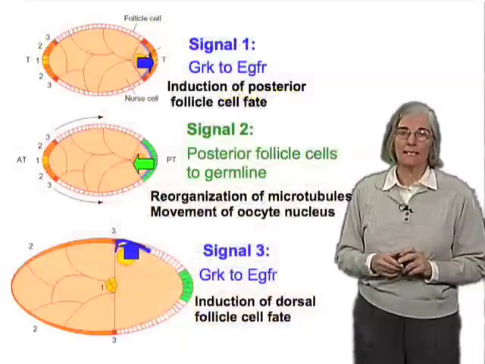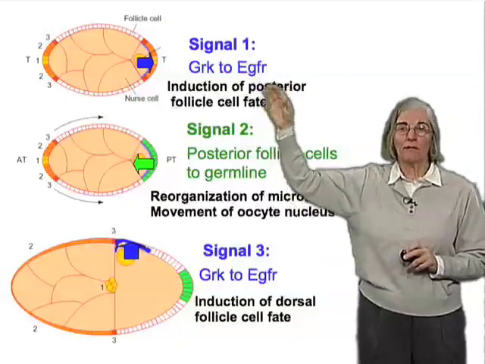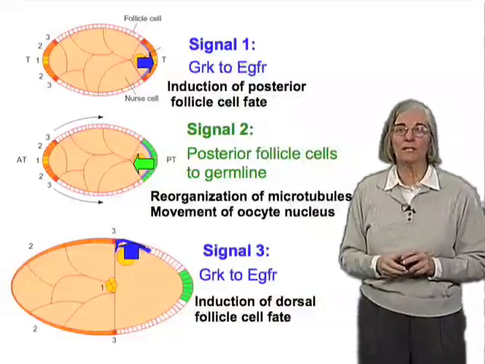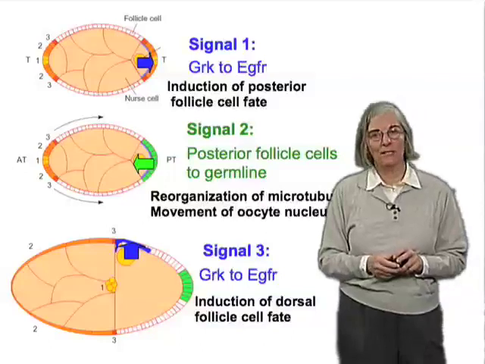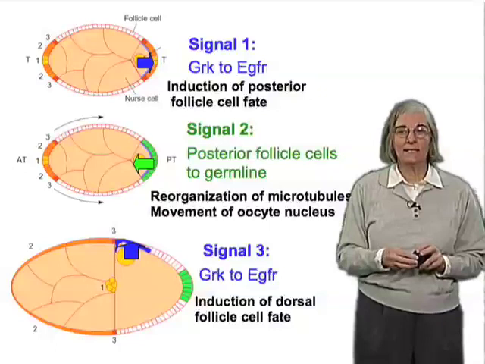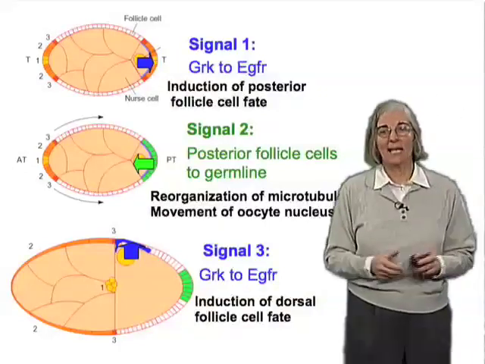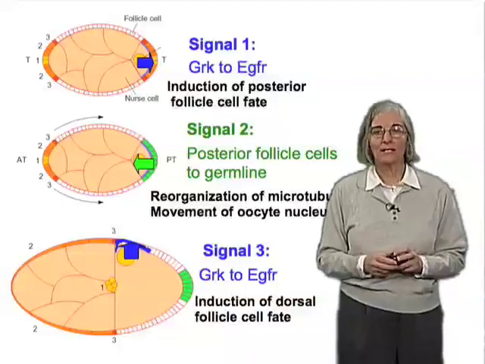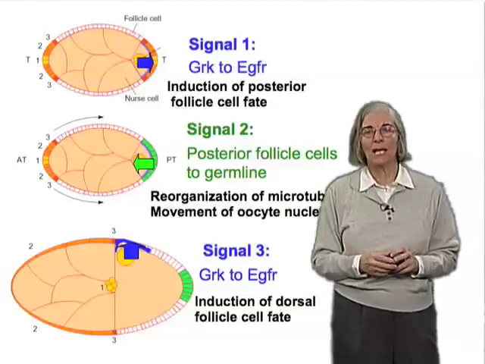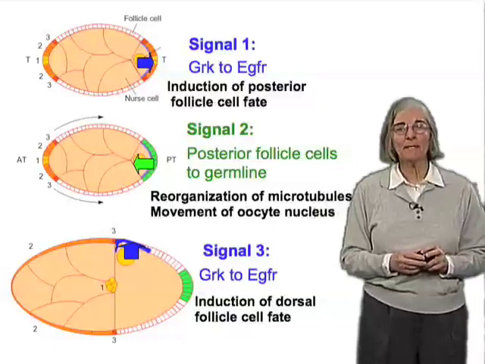To summarize this, we can look at this cartoon. So early in oogenesis, we have a first signal where Gurken signals to the EGF receptor and induces the posterior follicle cells to be posterior. The posterior follicle cells then send the signal back to the germline. This signal, as I said, at the moment has not been totally determined in molecular terms, and we in our lab and other labs are trying to find exactly how this happens.